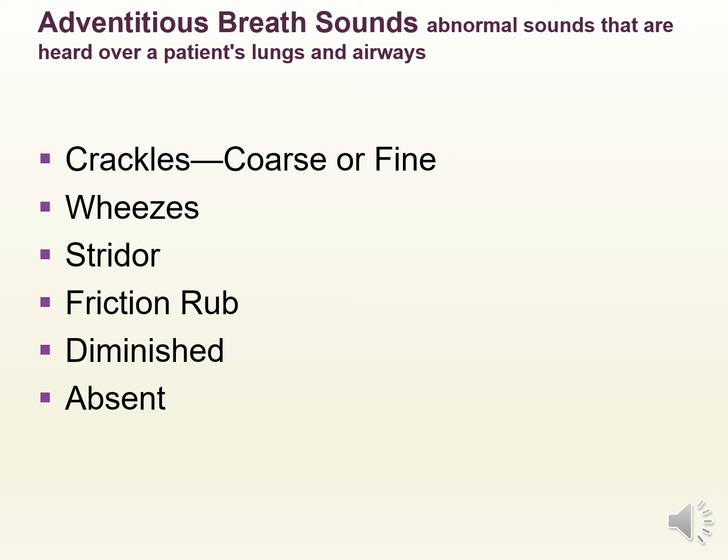Adventitious breath sounds are abnormal sounds that are heard over the lungs and the airway, and they may be described as crackles, wheezes, stridor, friction rubs, diminished or absent. Stridor typically indicates an obstruction and sometimes is described as a crowing-like sound. Diminished or absent breath sounds are often heard in things like pneumothorax and may represent no airflow through the lungs.